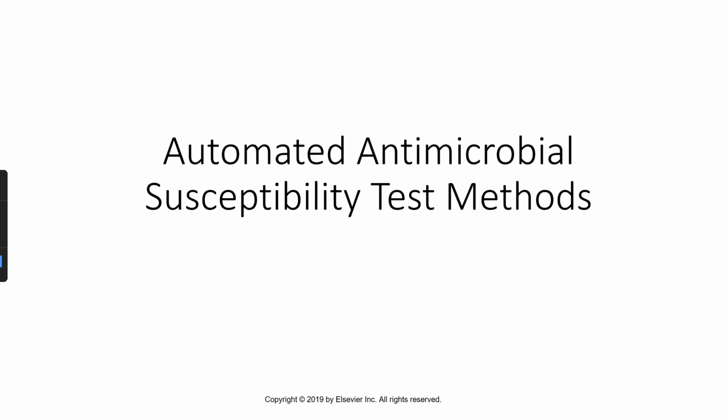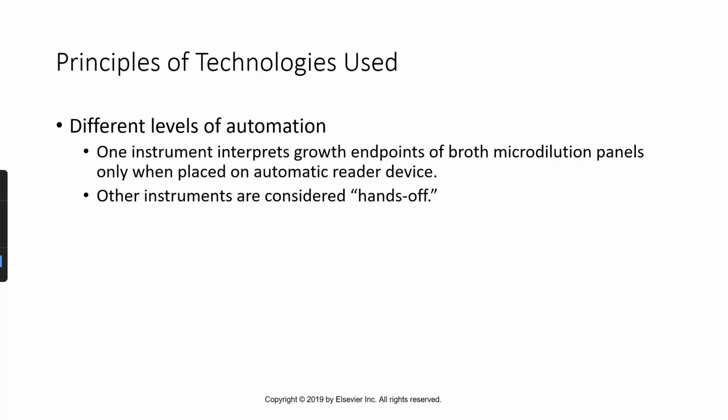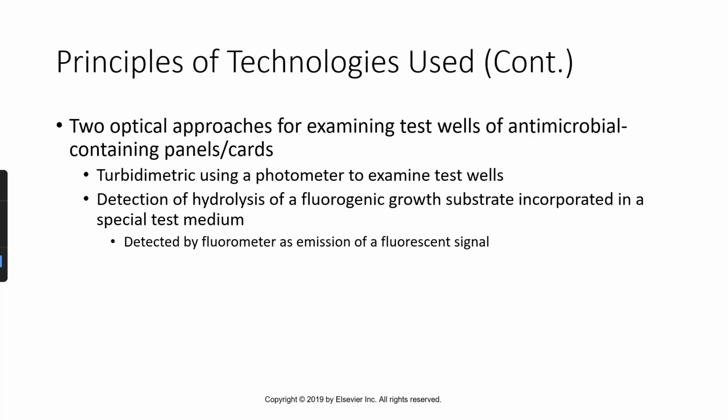Automated antimicrobial susceptibility test methods. So the principles of the technologies used, different levels of automation. One instrument interprets growth endpoints of broth microdilution panels only when placed on an automatic reader device. Other instruments are considered hands-off. 2 optical approaches: turbidimetric, using a photometer to examine test wells, and the detection of hydrolysis of a fluorogenic growth substrate incorporated in a special test medium. It's detected by a fluorometer as emission of a fluorescent signal.